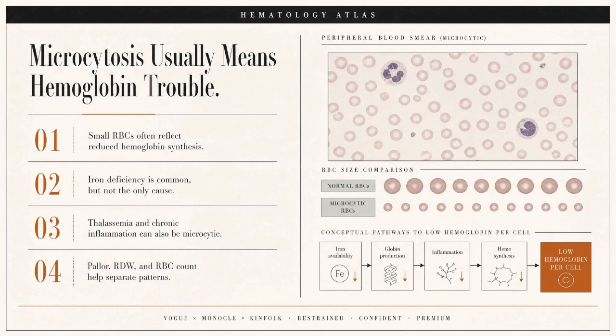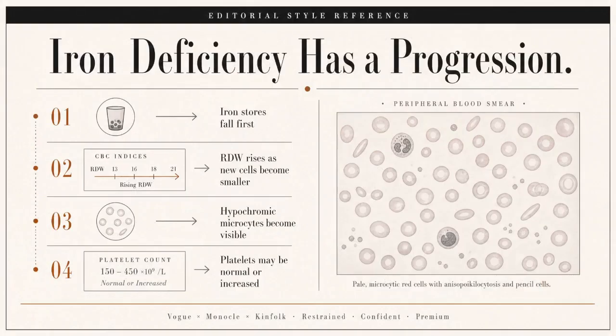On the smear, look for accompanying hypochromia, anisocytosis, or target cells, and then compare these findings with indices, iron studies, and clinical context. Microcytosis is a clue, not a final diagnosis. Now, let's look at how iron deficiency progresses. Iron deficiency is a common cause of microcytic anemia, but it is not a static condition. It unfolds in stages, and we can see that progression in the lab results.